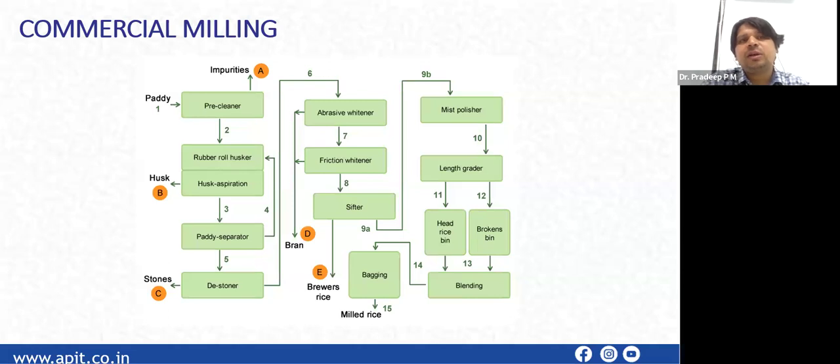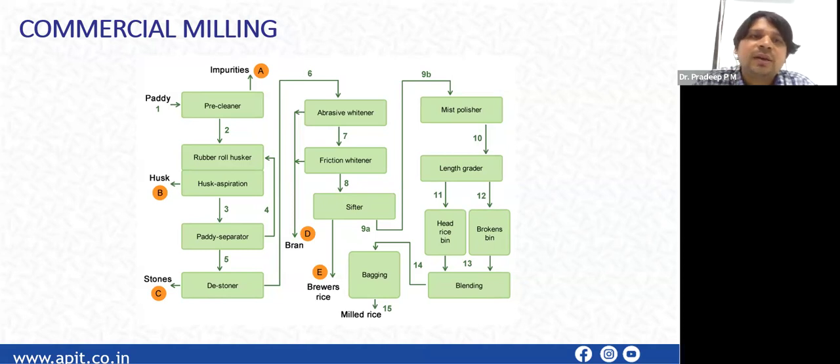So coming to the commercial milling, previously we saw the conventional methods. Whereas if you come to the commercial milling, here also there are various stages by which the milling is done. Not only one part, meaning removing of the husk and removing of the bran. So this paddy passes through different stages. We call it dehusking and whitening.